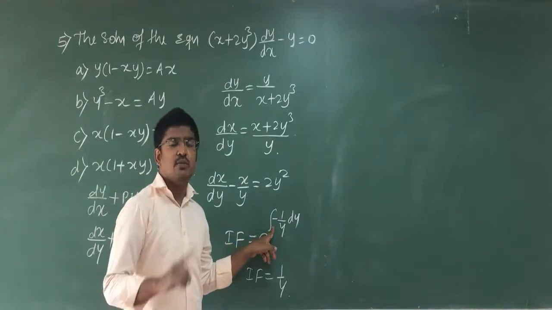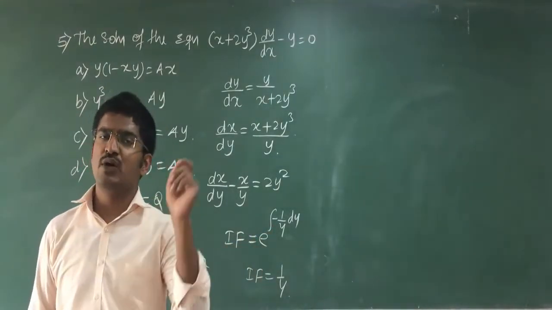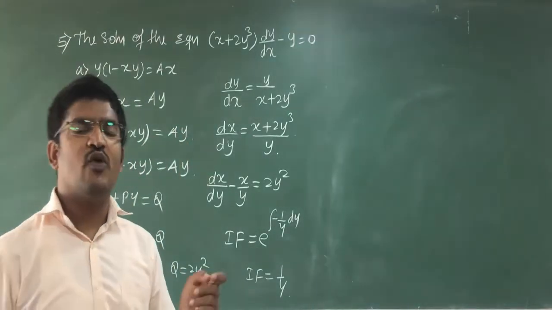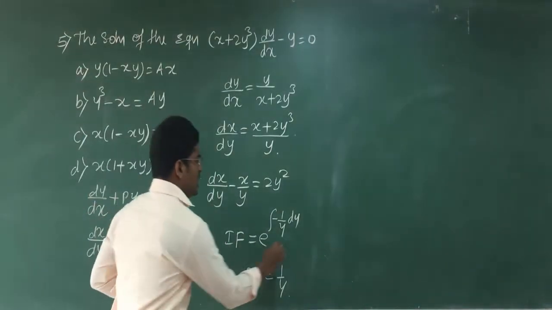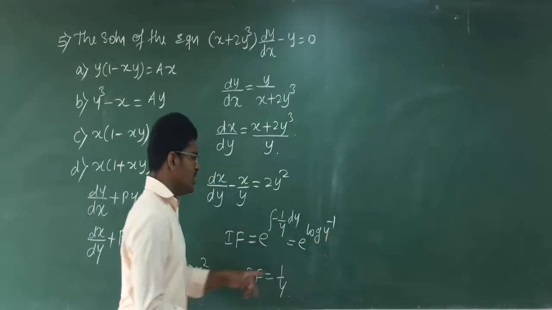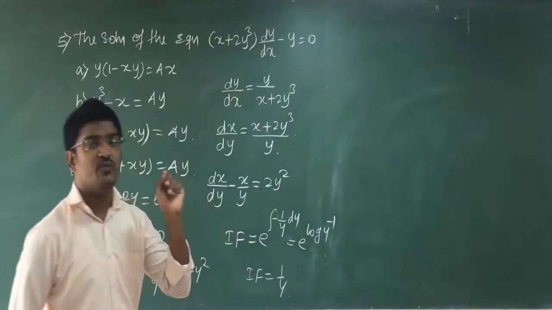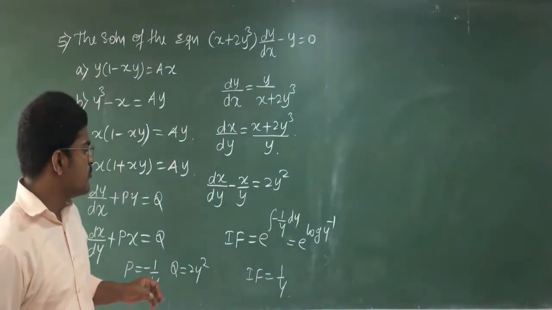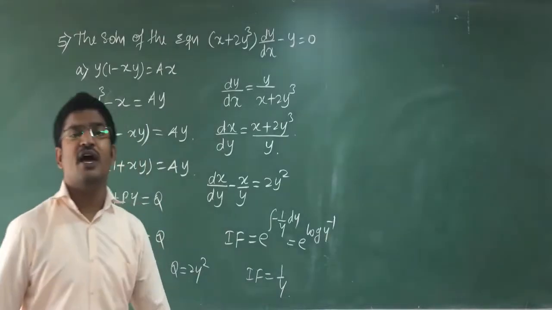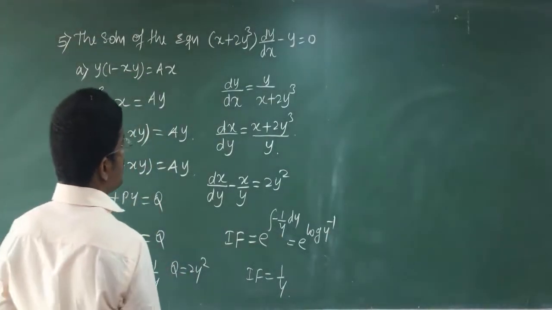Minus log y can be written as log y to the power of minus 1. So e to the power of log of y to the power of minus 1 will be y to the power of minus 1. So y to the power of minus 1 is nothing but 1 by y. So if is 1 by y.